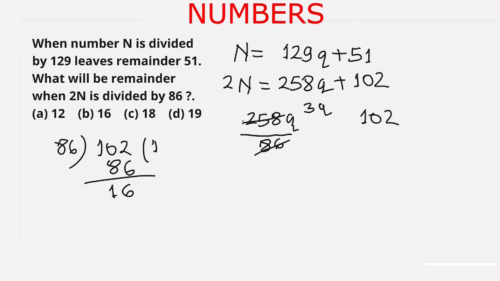I hope you have understood the method of solving such type of question. We know that if any number is divided by some divisor, then the number is equal to divisor multiplied by quotient plus remainder. That is the value of the number, and we have used that concept to solve this question. So our remainder is 16, and from the given options our answer is option B 16.